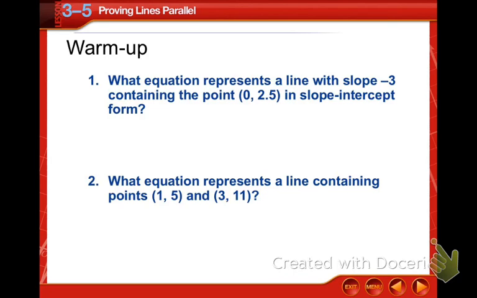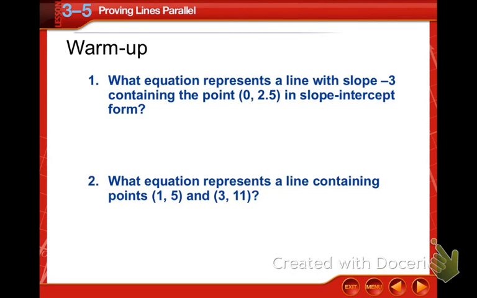So slope-intercept form, we already have our slope. Conveniently for us, with (0, 2.5), if you were to graph that, you wouldn't go left or right at all. You just go up 2.5, right? Which means that is our y-intercept. So we have both our slope and our y-intercept. All we have to do is fill in our formula.